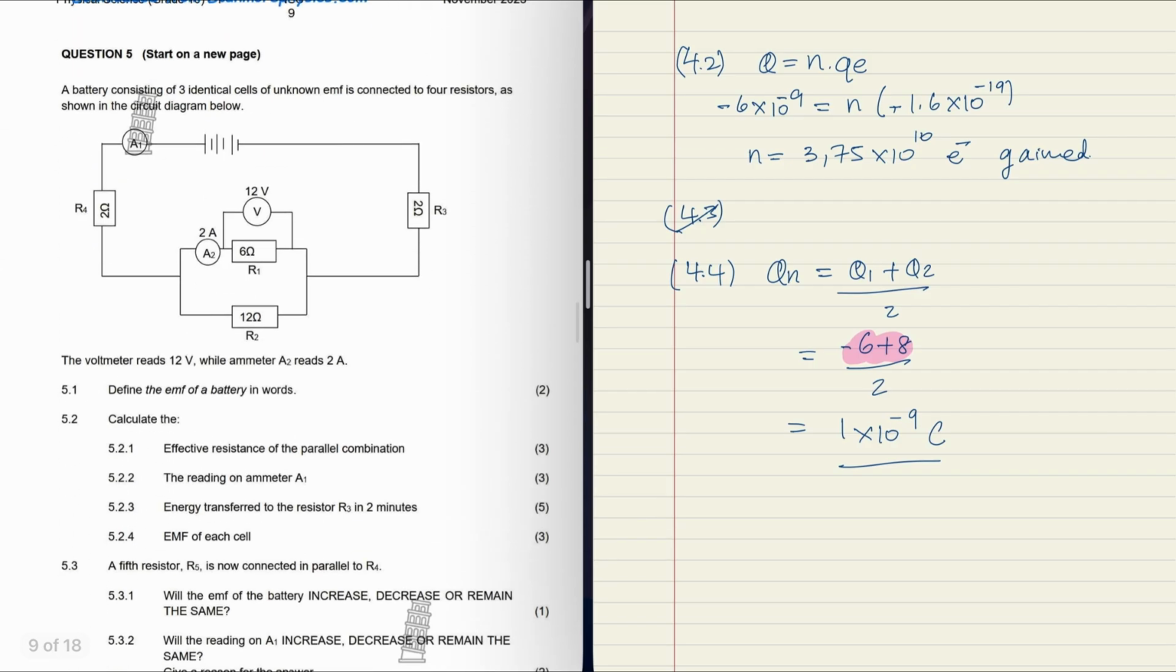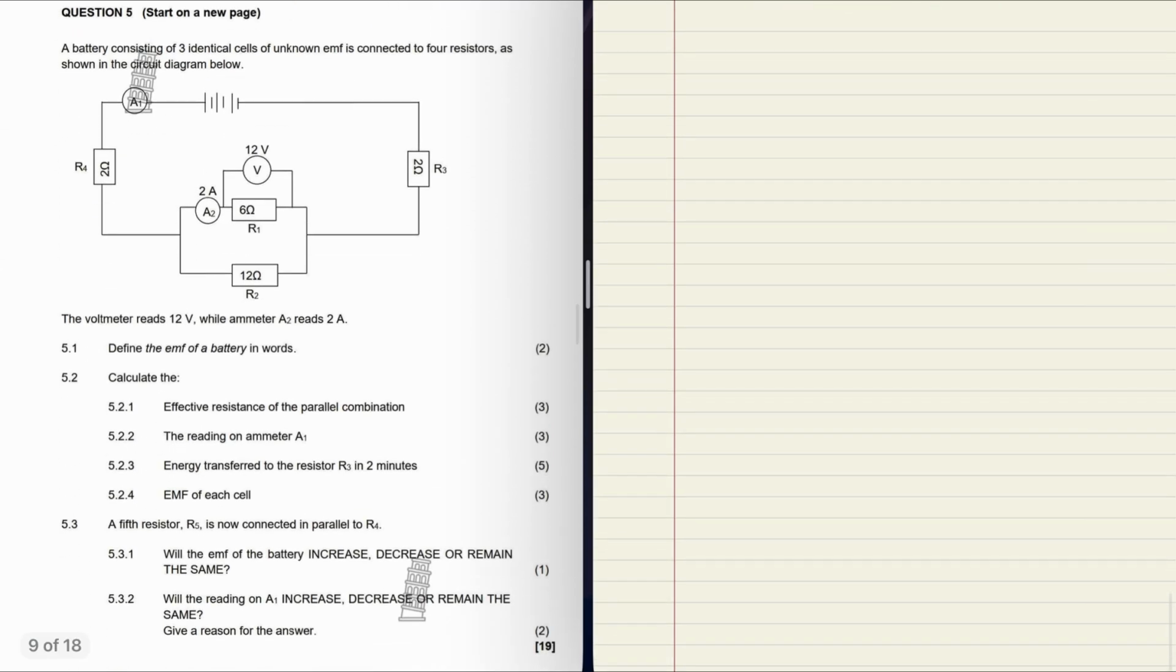Let's take a look at question 5, the electricity question. A battery consisting of 3 identical cells of unknown EMF is connected to 4 resistors as shown in the circuit diagram below. The voltmeter reads 12 volts while ammeter A2 reads 2 amperes. Question 5.2.1 says calculate the effective resistance of the parallel combination.